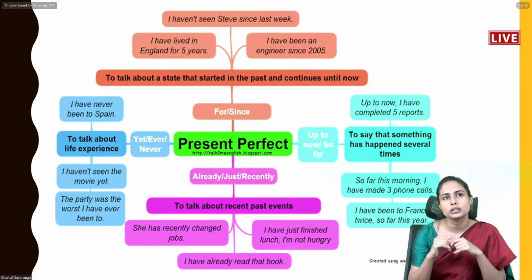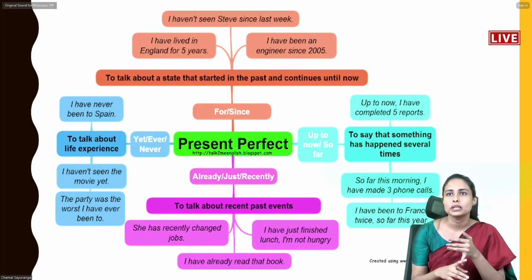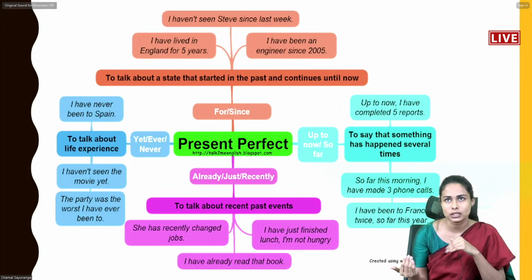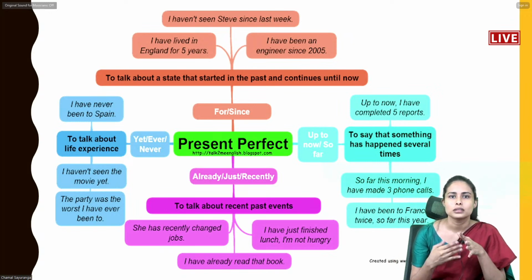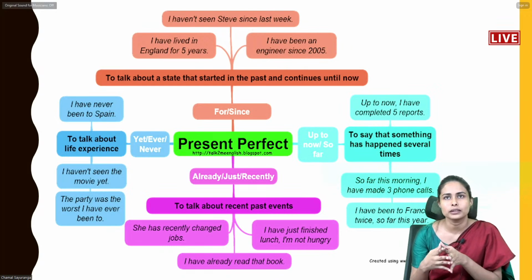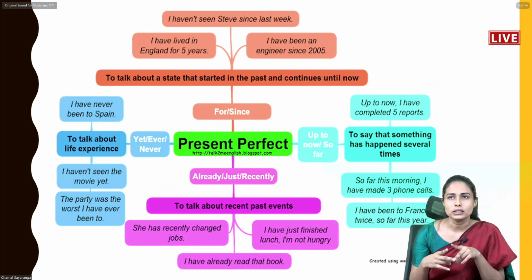Starting from the very first day of the year and up to this point, I have been to France twice, right? So we can use present perfect tense to talk about life experiences, to say that something has happened several times. You can use time expression words like up to now or so far. And now here, this is the last usage of present perfect tense.